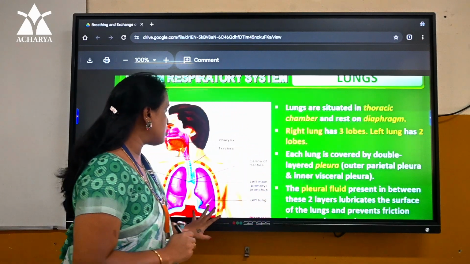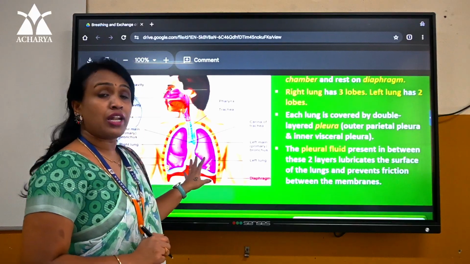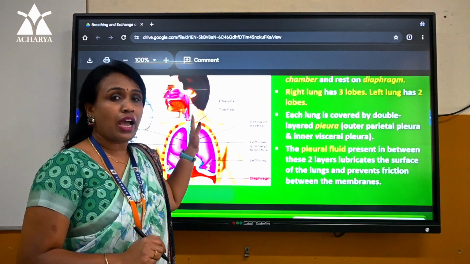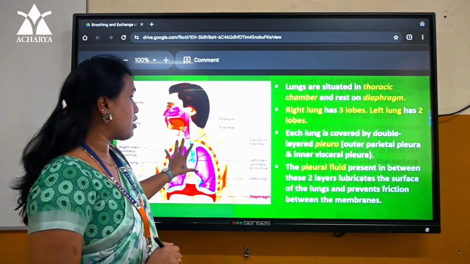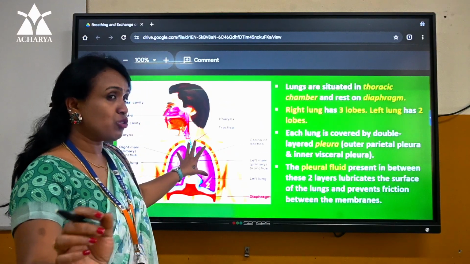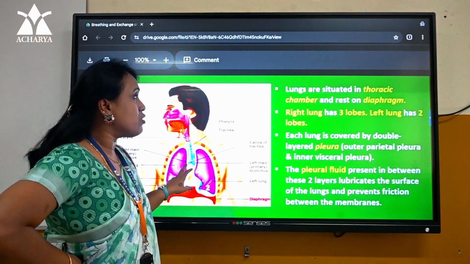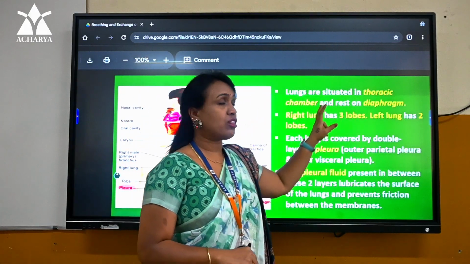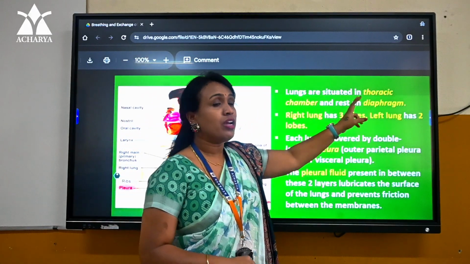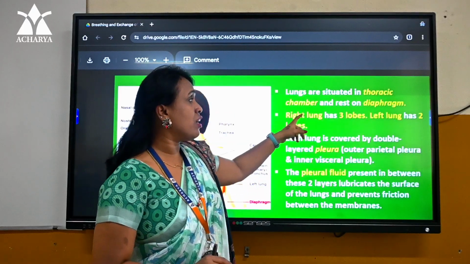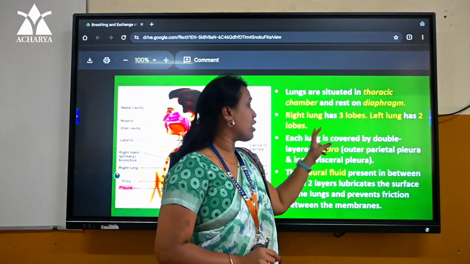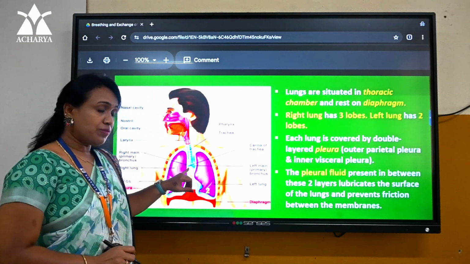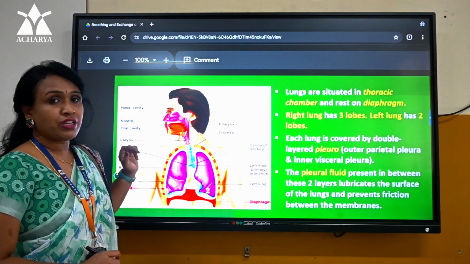So this diagram is important; label-based and diagram-based questions are highly asked from this diagram. Okay, so lungs from the first time start here. Lungs are situated in the thoracic chamber and rest on the diaphragm. The right lung has 3 lobes and the left lung has 2 lobes. The 3 lobes are the superior, middle and inferior lobes.